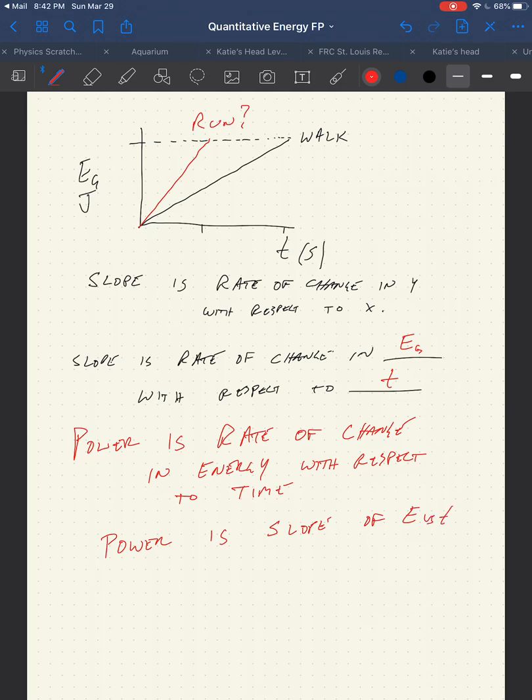Right? So mathematically, what does the power equation look like? If it's the slope of this graph, take a look up here. We got energy, we got time. How would I calculate that? That's right. It's change in energy divided by the change in the time.